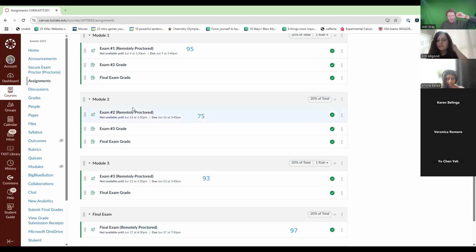What's going to happen is I'll go back and basically duplicate some of these grades. Exam 2 grade, that was a 75. Exam 2 score will be shown in two different locations in the gradebook. The final exam, that's where you got a 97. And then the last one is exam number 3 in module 2. And that's where you got a 93.